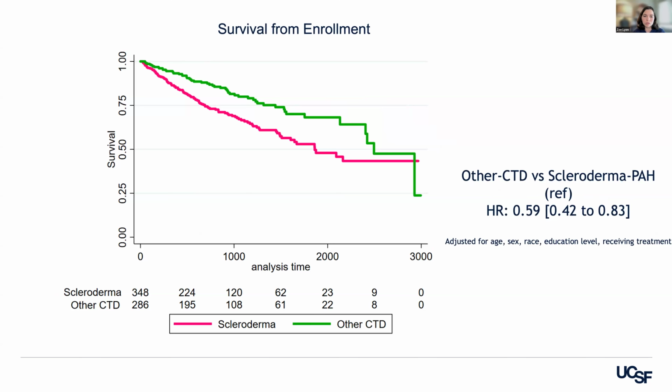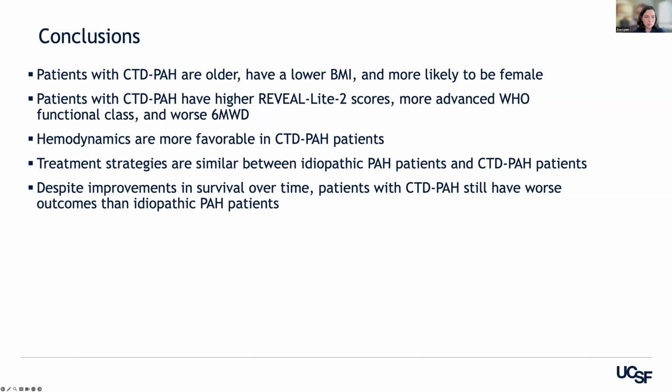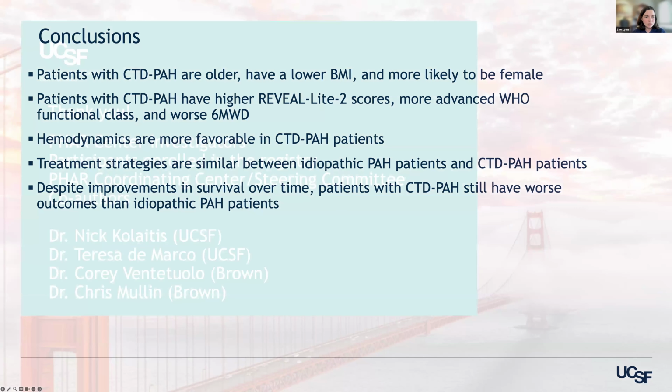So in conclusion, despite improvements in survival over time, patients with CTD-PH still have worse outcomes than idiopathic patients. Despite better baseline hemodynamics, they have worse functional status, increased mortality, higher healthcare utilization. I'd like to thank my mentors at UCSF and our collaborators at Brown, and I'm happy to take any questions.